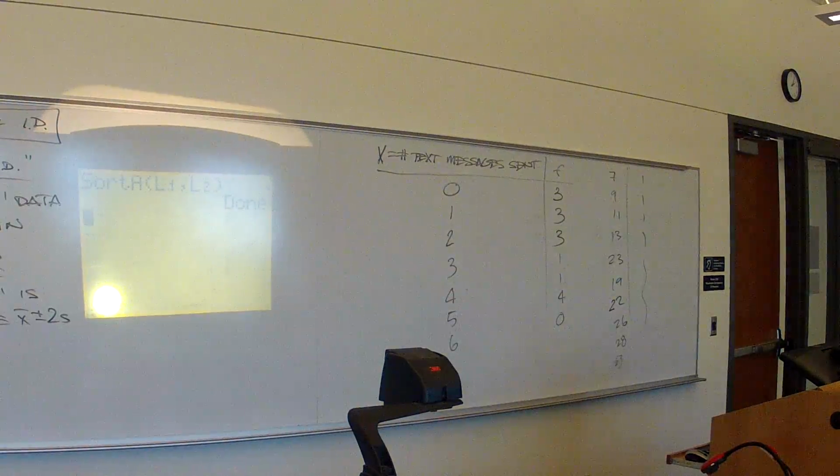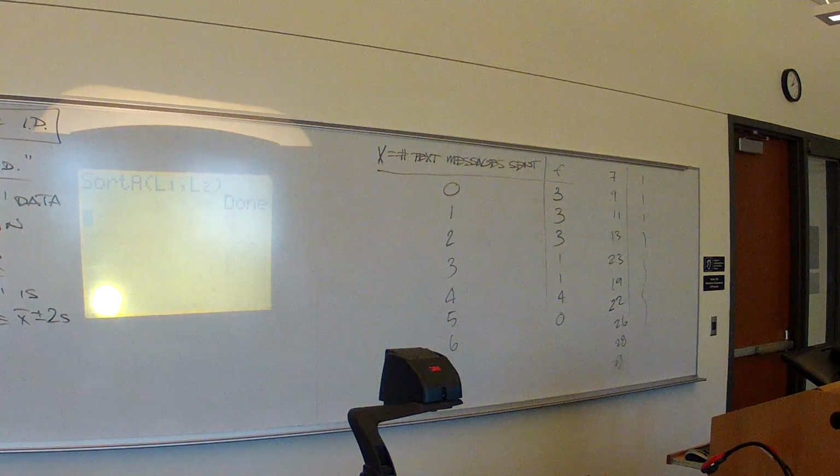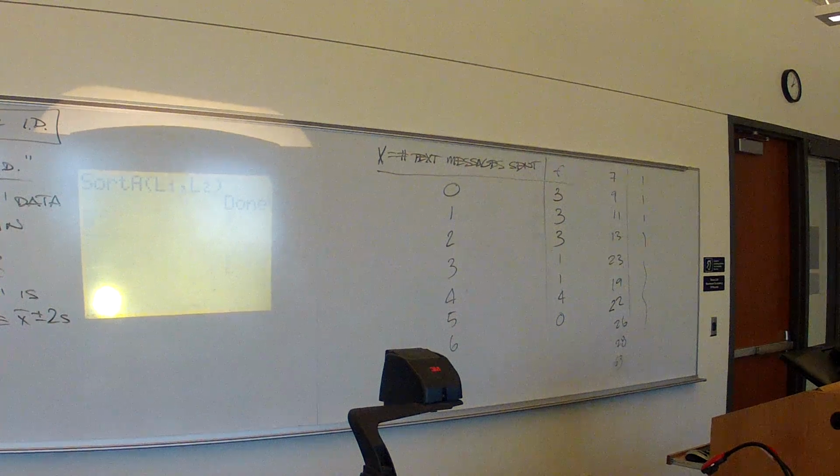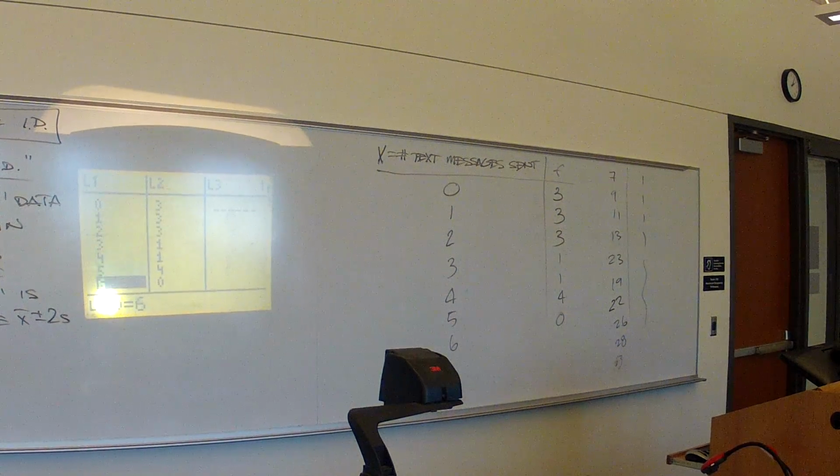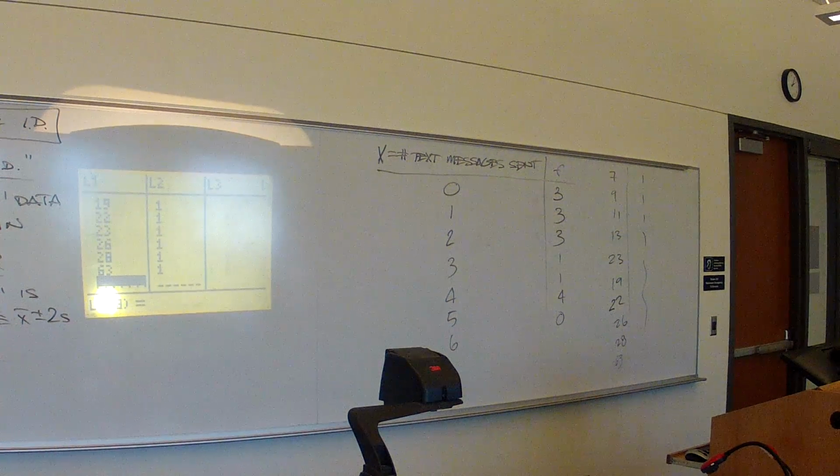Oh, so if you wanted to sort L2 by L1, you can find exactly your mode. Exactly. Do you hear what Kelsey just said? If you sort L2 with L1, the mode pops out, because the largest L2 will rise to the top, or the bottom, depending on how you do it. So that's a clever way to find the mode. Now when you go back to your stat editor, the data in L1 is in order, but the frequencies are still paired with them properly.